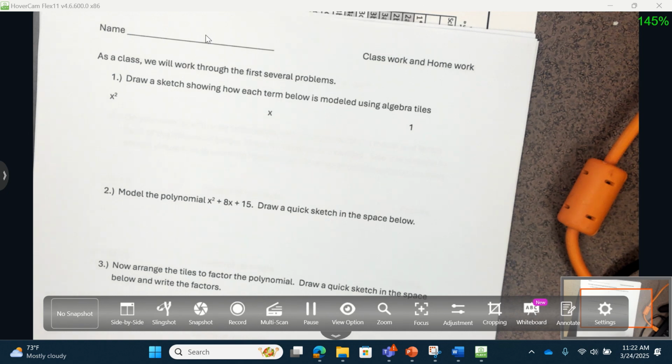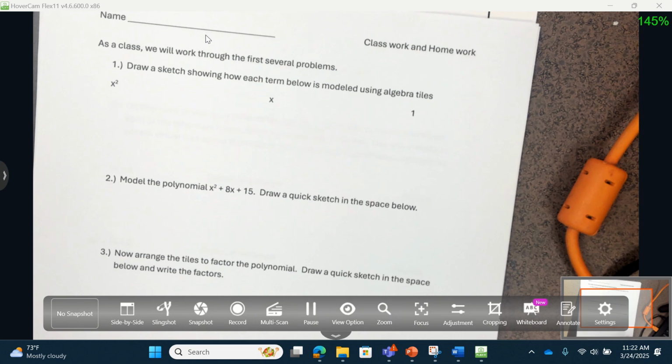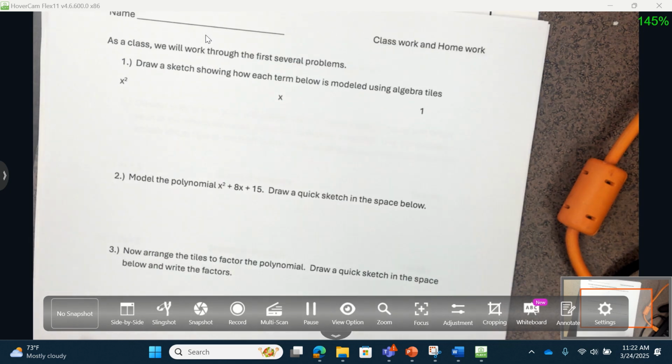Okay, so this video is to help students that are absent from class to follow along with the algebra tiles activity and to get you some background in that so that you can do the assignment on your own. So the first part of the activity we're going to do as a class, and that's the part that I want to walk you through here.